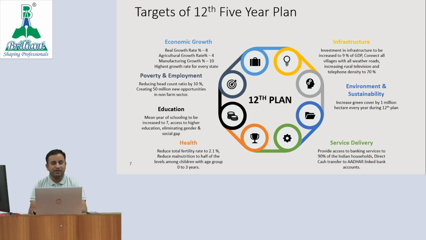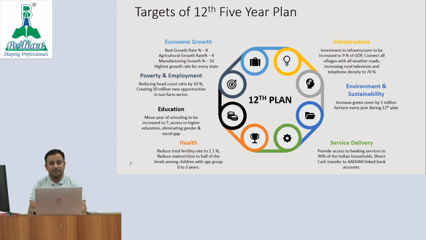Environment and sustainability was also an important aspect which was focused on in the 12th 5-year plan, where it was decided to increase the green cover by 1 million, that is 10 lakh. So 1 million hectares every year during the 12th plan.